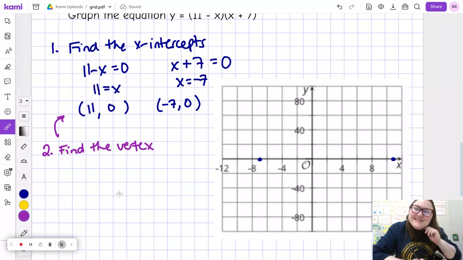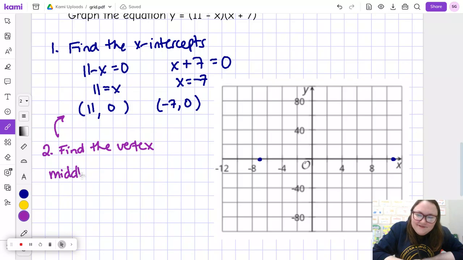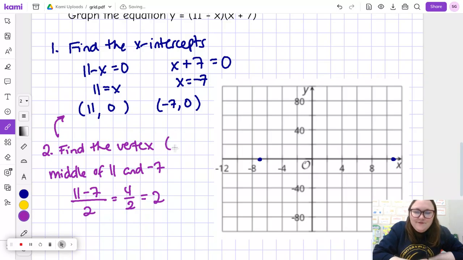Okay. We said to find the vertex, I need these numbers, 11 and negative 7, because our vertex is in the middle. It's going to be in the middle of 11 and negative 7. And to find the middle of those, we said you can add those two numbers. So 11 plus negative 7 divided by 2 gives me 4 over 2, which is 2. And so I know the first part of my vertex. I know that x-coordinate is 2.